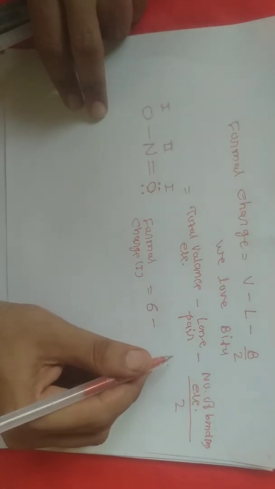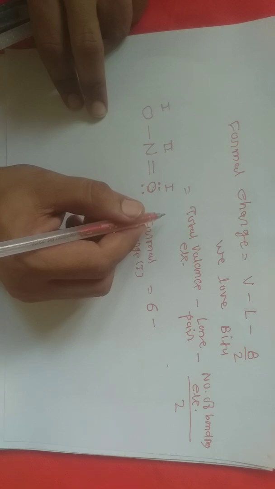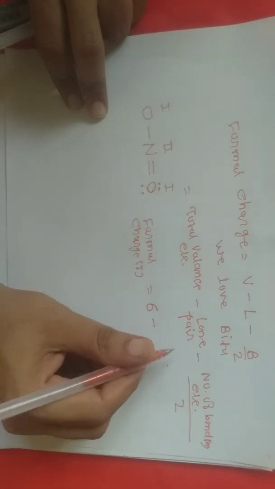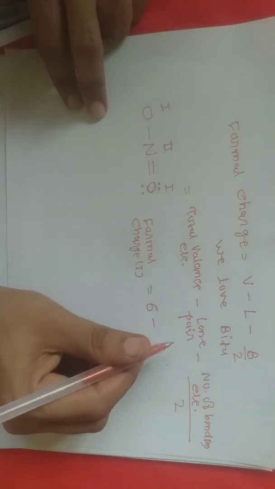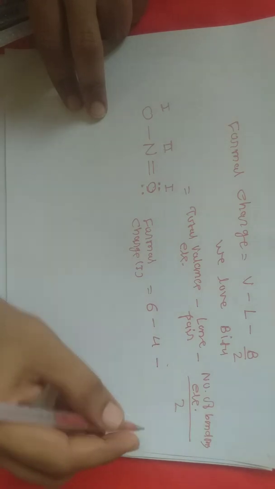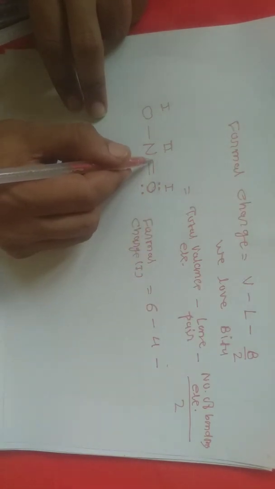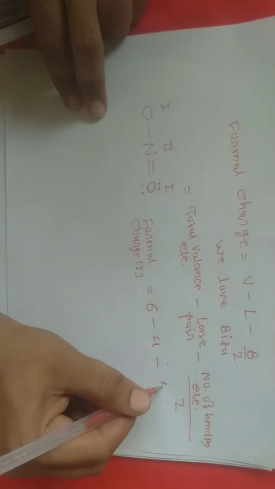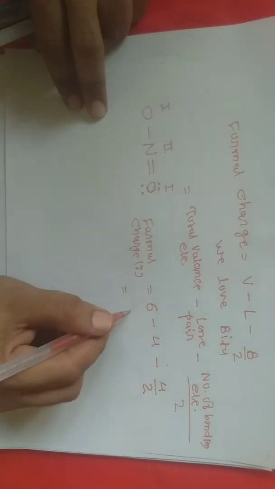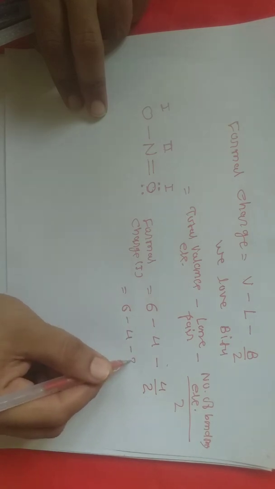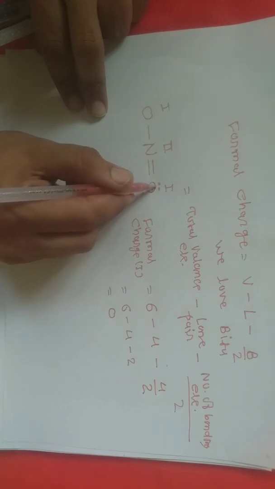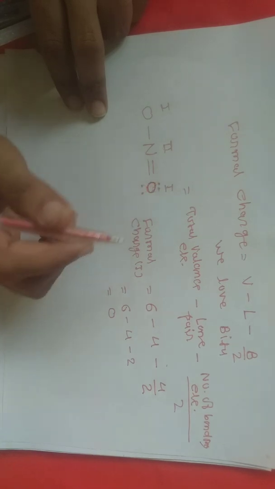So there are total 4 lone pair electrons. Total how many electrons are there, friends? 4 lone pair electrons, right? Minus how many bond pair electrons are there? So 1, 2, 3, 4. 4 electrons are used as a bond pair. So 6 minus 4 minus 2. So total formal charge is 0, meaning the charge on this oxygen is 0.